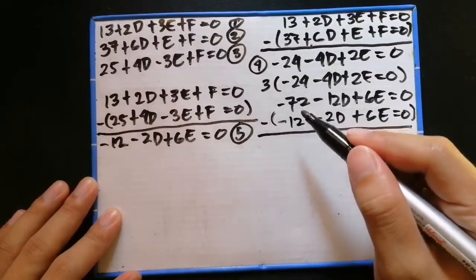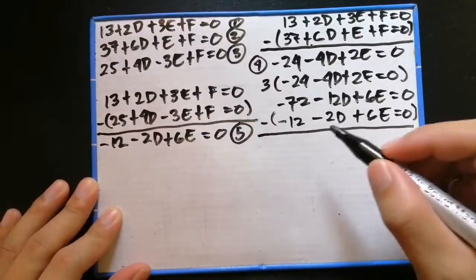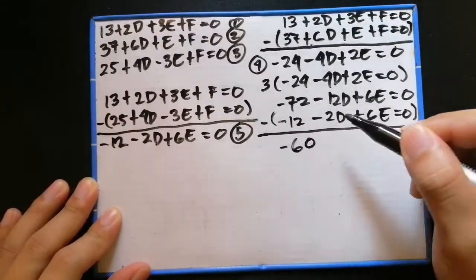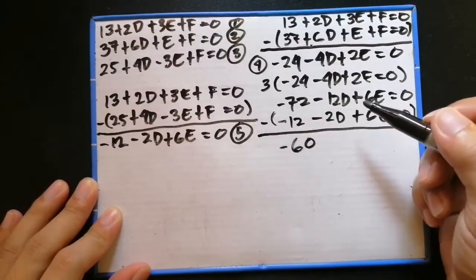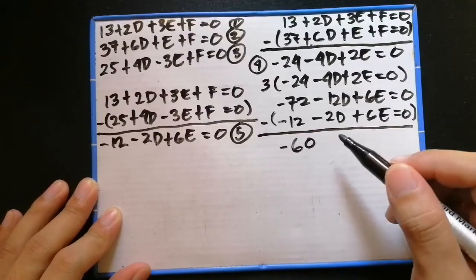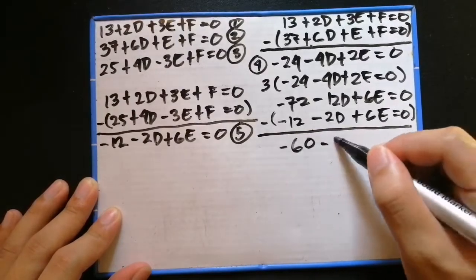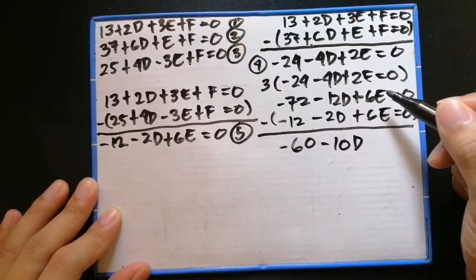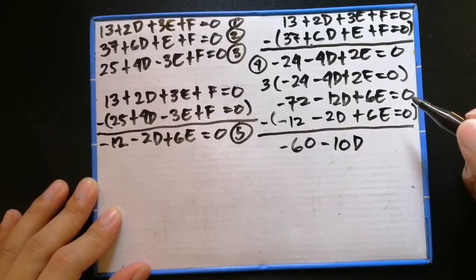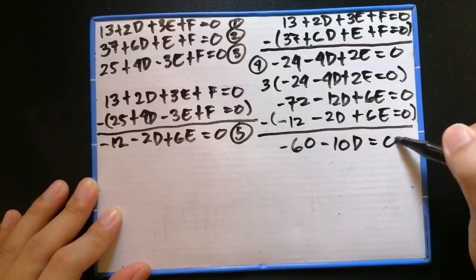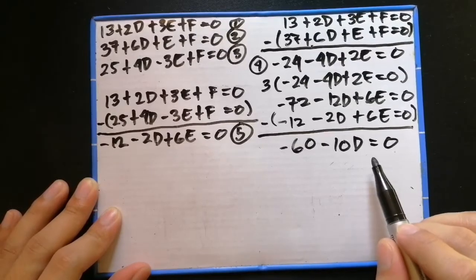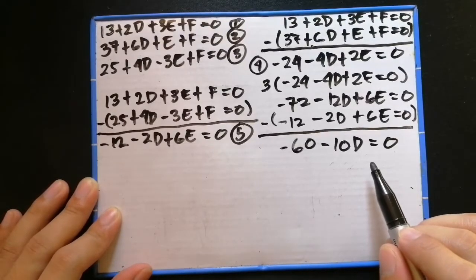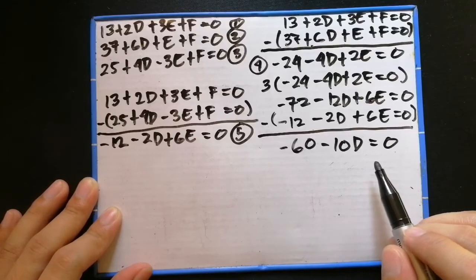So, negative 72 minus the negative of 12, that will give us negative 60. Negative 12D minus the negative of 2D will give us negative 10D. And 6E minus 6E is 0, so na-eliminate na natin si E, would be equal to 0. So, isa na lang yung variable natin dito, which is si D. Pwede na natin mahanap yung value ni D dito.